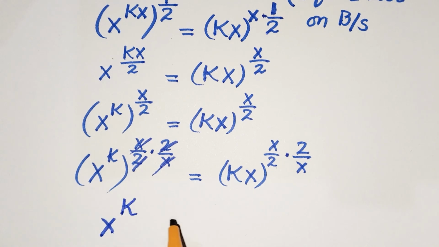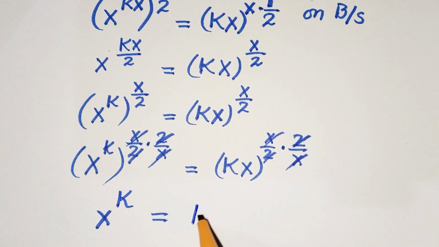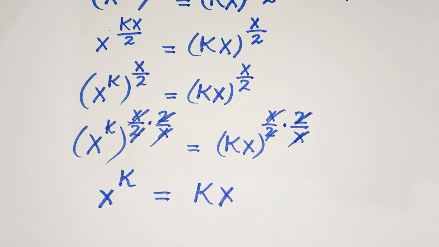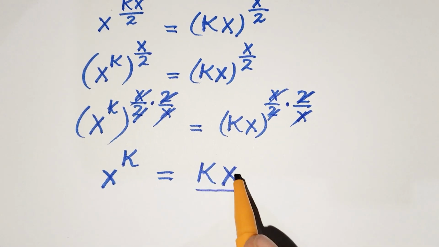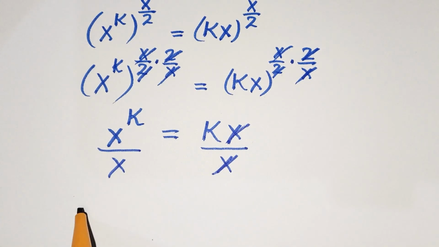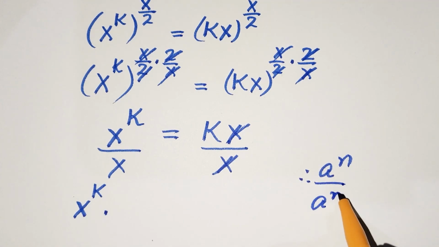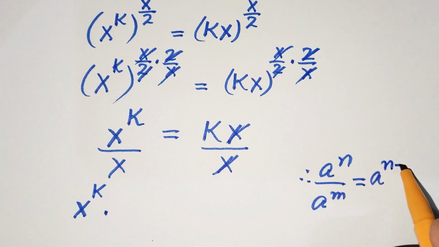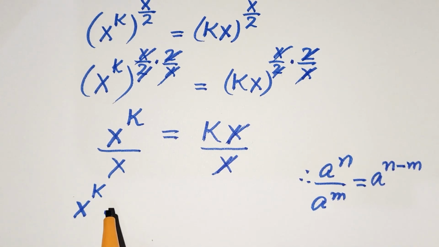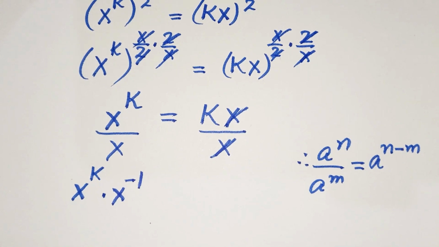We get x raised to power k, which is equal to k times x. Now dividing both hand sides by x, we have cancelling x with x, so x raised to power k. Here we use the exponential law, as we know that a raised to power n divided by a raised to power m is equal to a raised to power n minus m. So we get x raised to power k minus 1 is equal to k.